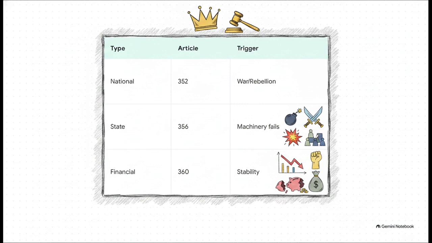Well, this breakdown is incredibly high yield for your exams, so definitely take a mental screenshot right now. Notice how distinct the triggers are for the 3 types of emergencies. A national emergency under Article 352 is triggered by extreme physical threats: war, external aggression, or armed rebellion. Then we have Article 356, commonly known as President's Rule, which is a state emergency triggered when the constitutional machinery within a specific state completely fails. Finally, there's the financial emergency under Article 360, declared when India's financial stability is fundamentally threatened.